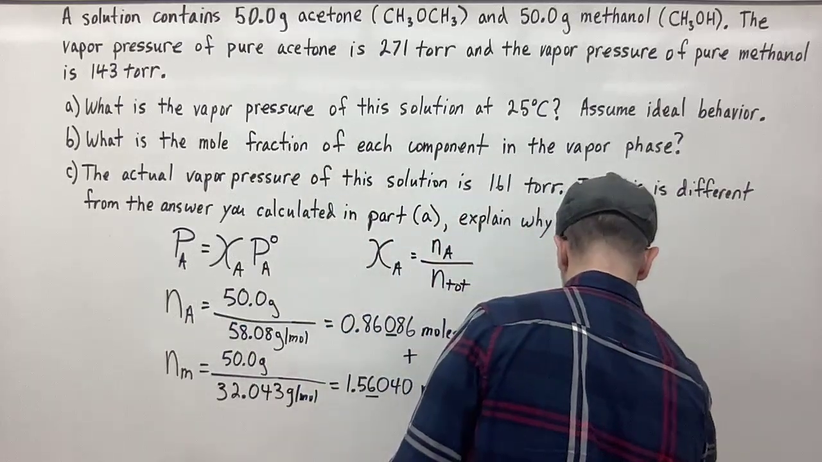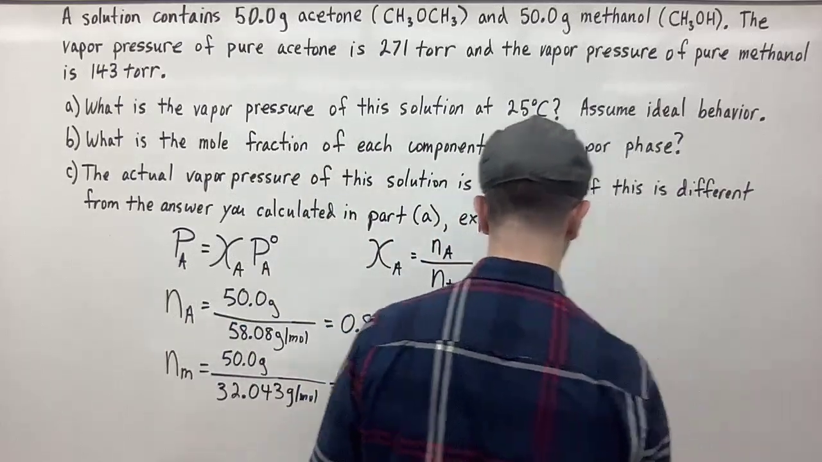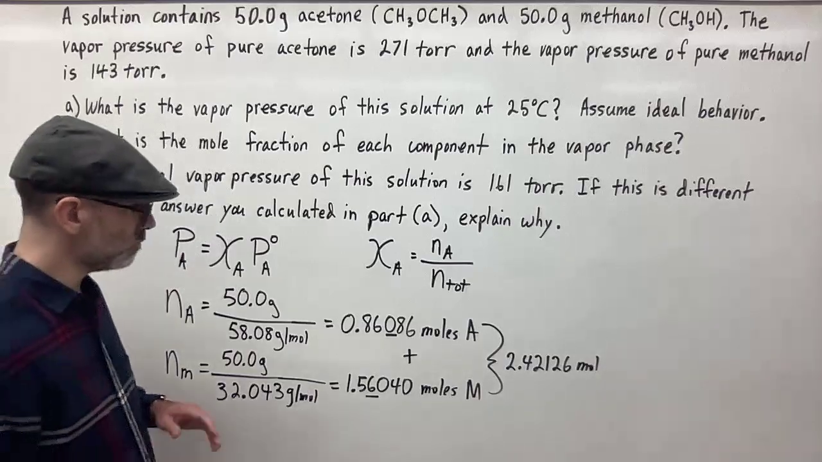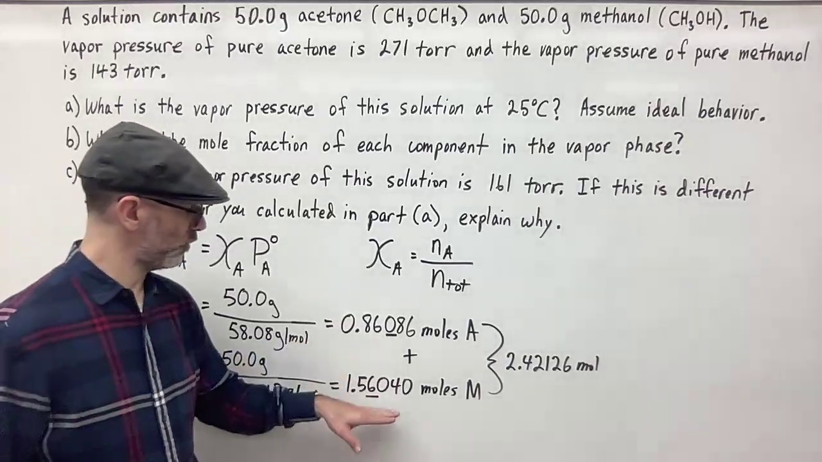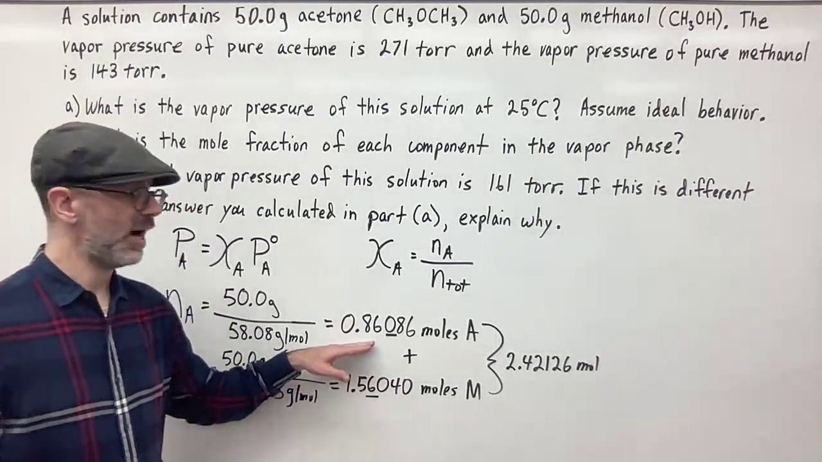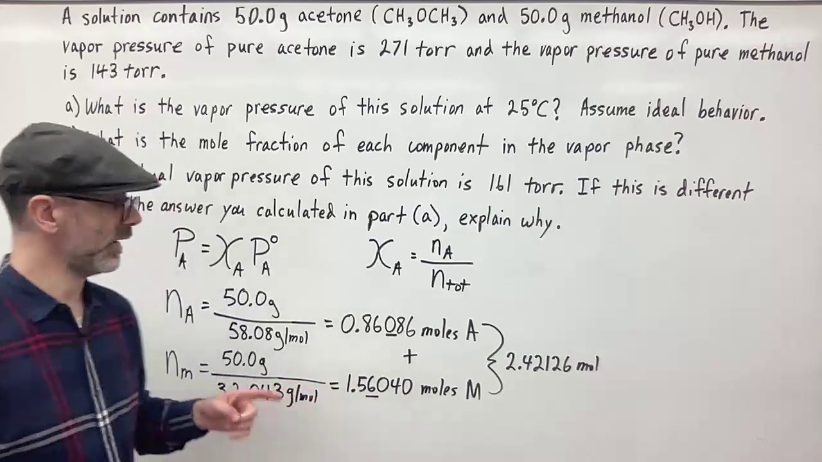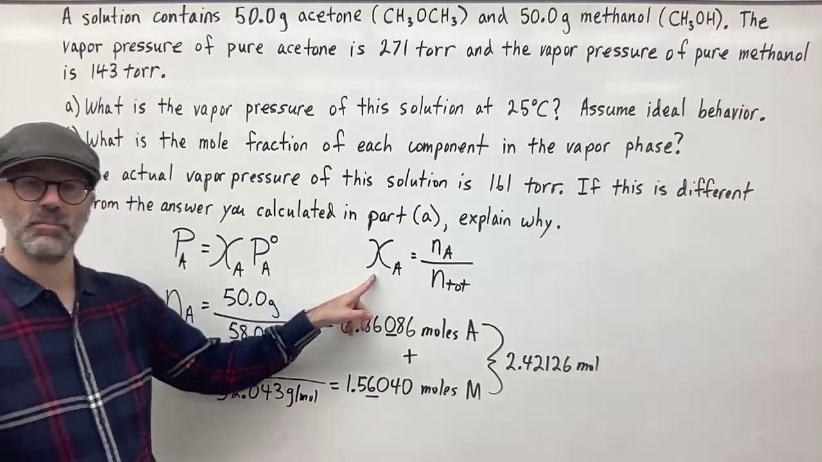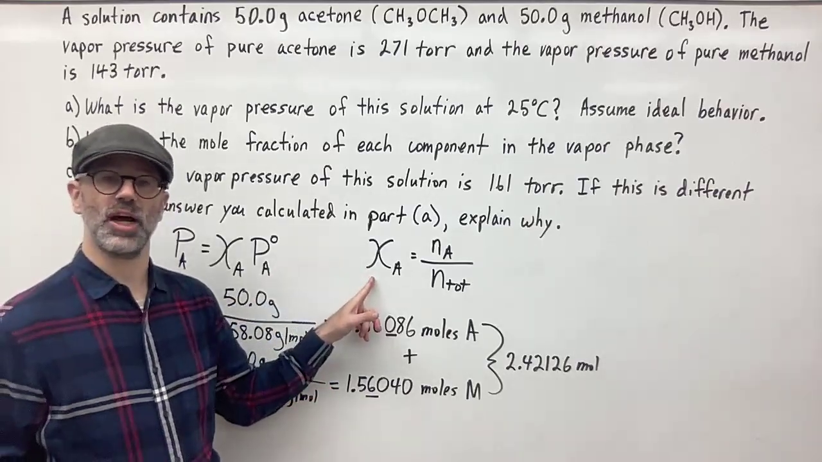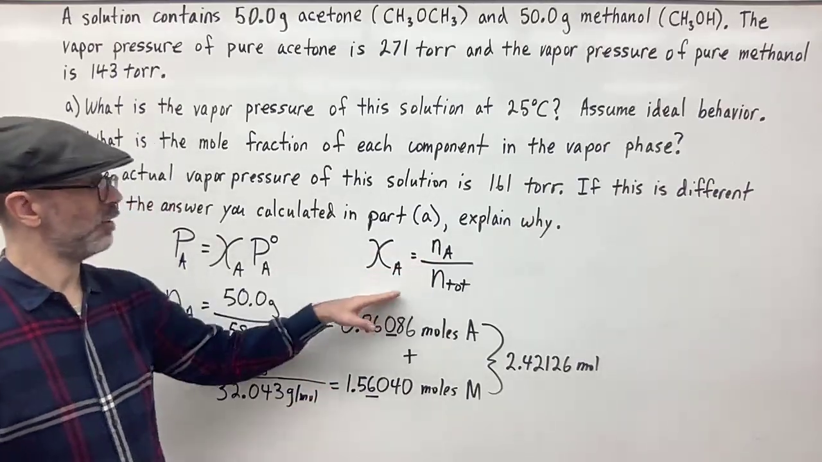126 moles total. Okay, so I have the moles of each individual substance. I have the total moles. Now I can calculate the mole ratio in the solution of each substance. So for here, it's acetone.